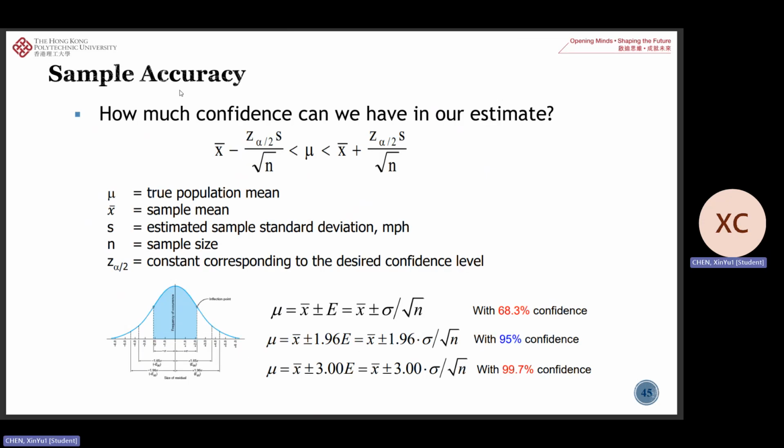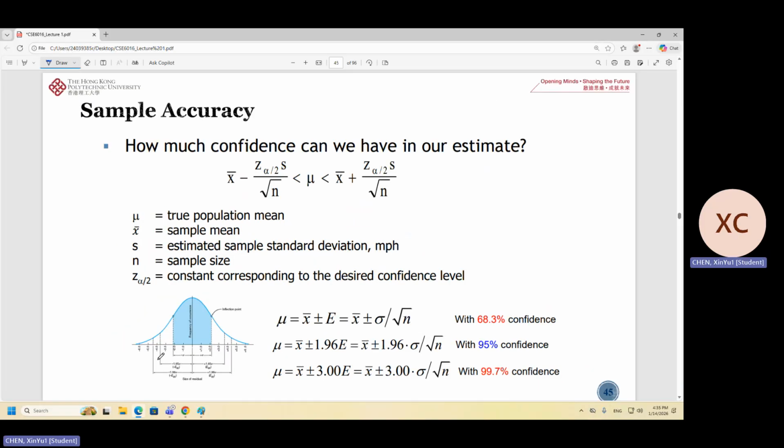And then for the sample accuracy, maybe it's also familiar to you. I mean, how much confidence can we have in our estimation? So μ is the true population mean, X̄ is the sample mean, S is the estimated sample standard deviation, n is the sample size, and there is the Z value. Again, 1.96 is for 95%. We normally use the 1.96 value most commonly in statistics. Why? Because it shows the 95% confidence level: the area within 1.96 is 95%, and the tails are 2.5% and 2.5%. You may have run it in high school, right? Okay.